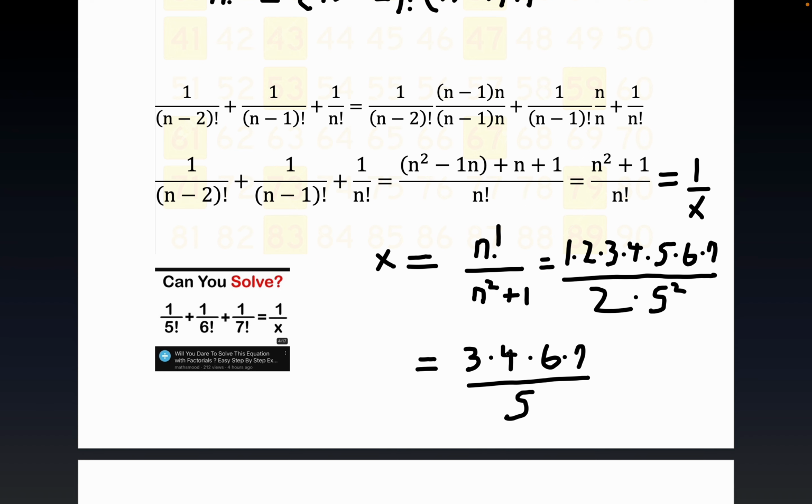And 3 times 4 is 12. 6 times 12 is 72. 7 times 72 is 504. It's 490 plus 14, right? So you would get 504 over 5. It's the final answer here.